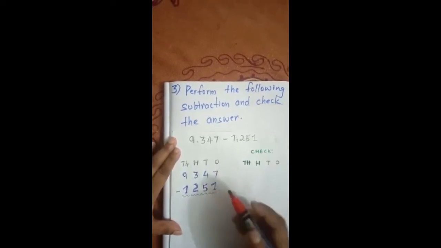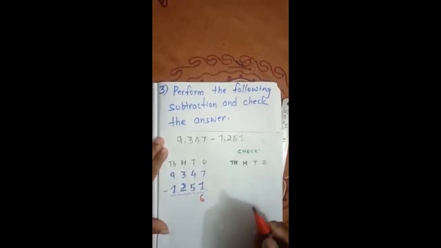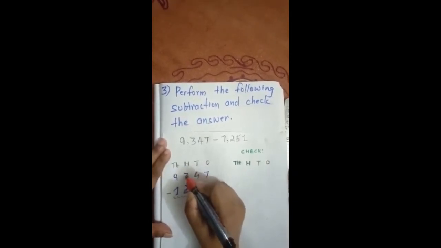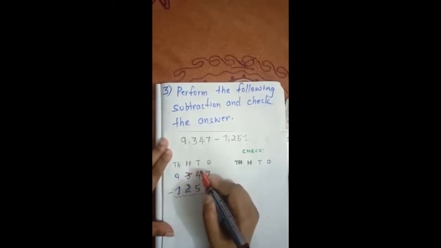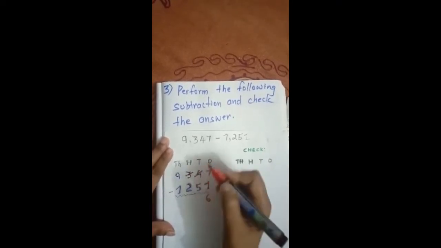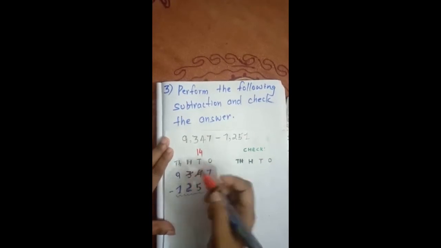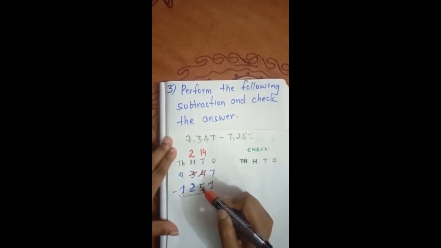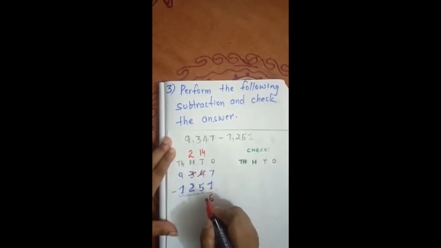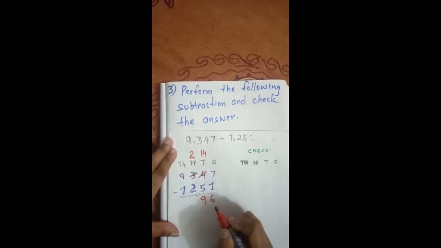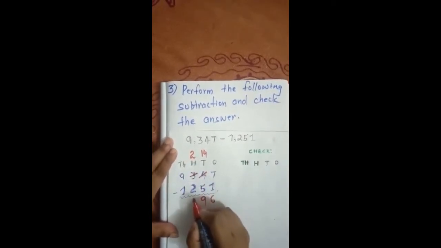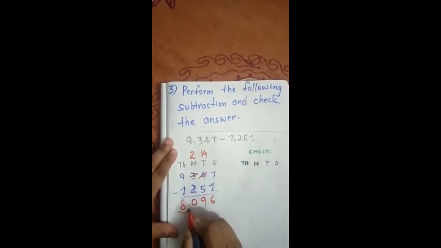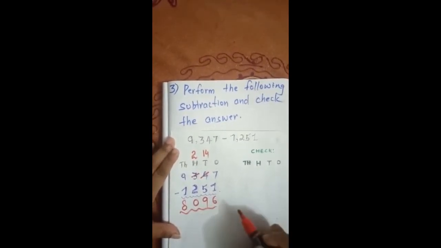7 ones minus 1 one, so we get 6. Write down 6 here. We subtract 5 tens from 4 tens. It is not possible. We borrow 1 hundred from the hundreds column, and 1 hundred will convert into 10 tens, and it is added with 4. So 10 plus 4 is 14, and 3 hundreds will be reduced to 2 hundreds. So we subtract 5 tens from 14 tens. So we get 9 tens. Now here 2 is subtracted from 2, so we get 0, and in the thousands column 1 is subtracted from 9, so we get 8.